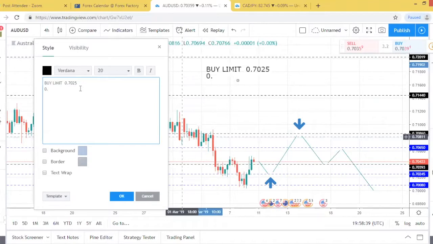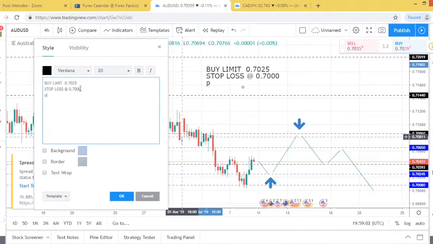So stop loss at 0.7000, at the 0.70 price handle.